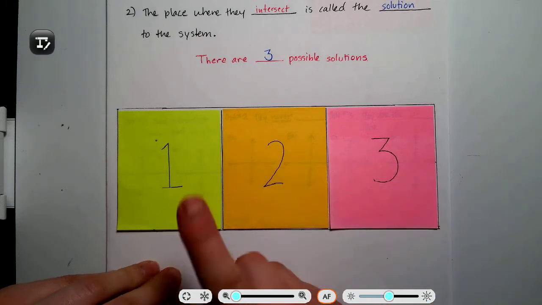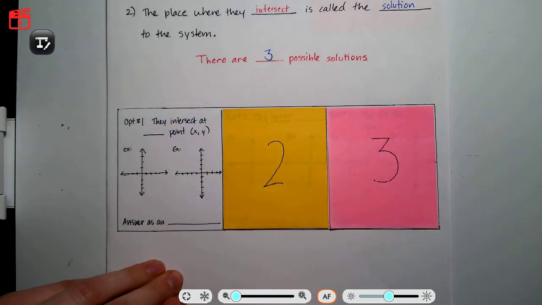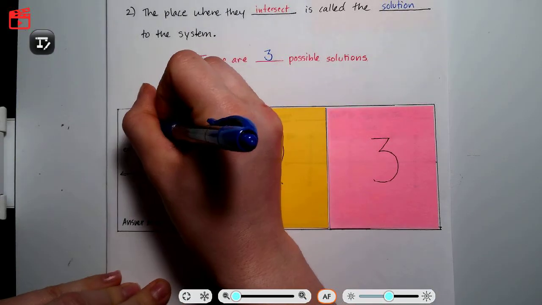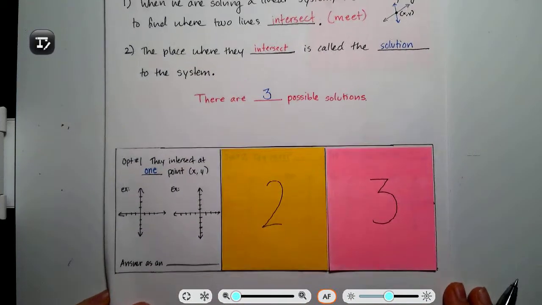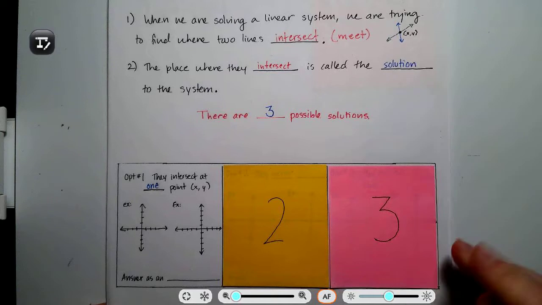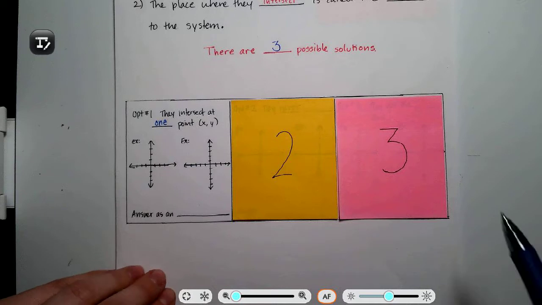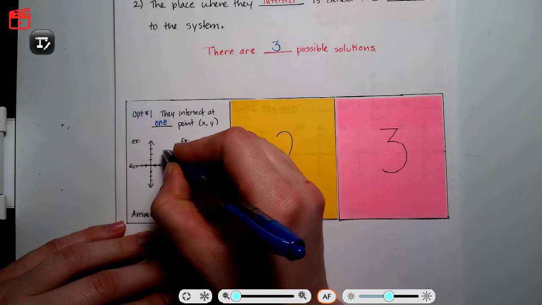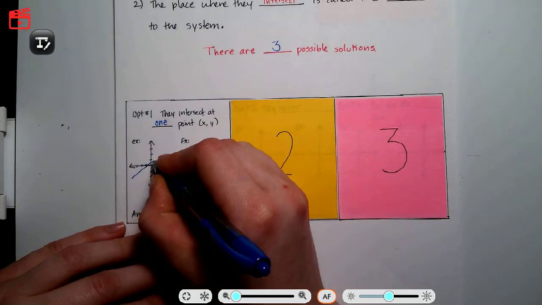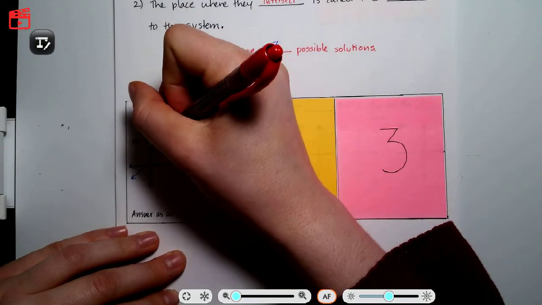All right, so first option, let's take a look. Option number one, they intersect at one point, and that point would be x, y. For example, as I did up here, they intersected at one point. Since they only intersect at one point, it's very easy to give your answer as an xy coordinate. So for example, let's try and create one line. So, there's one line. I'll draw in the other line to see where they intersect.